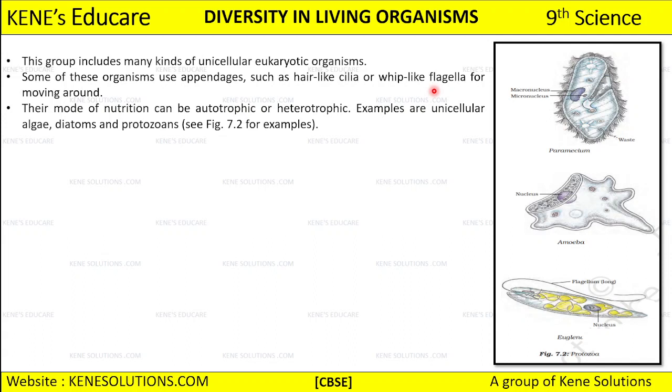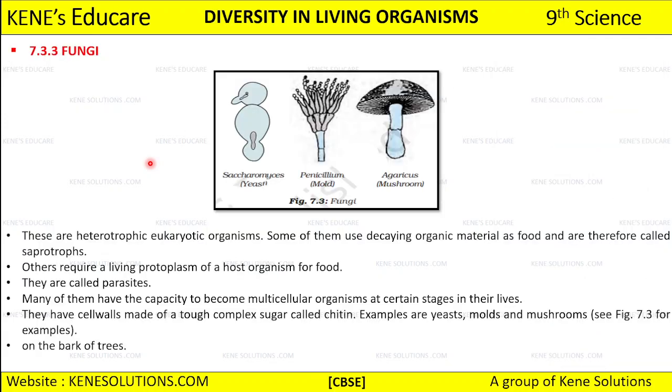And the mode of nutrition of the organisms under Protista can be autotrophic or it can be heterotrophic as well. Okay. So examples are unicellular algae, diatoms, and protozoans. So these are the different examples of unicellular algae, diatoms, and protozoans. Okay. So I hope this protozoan is clear.